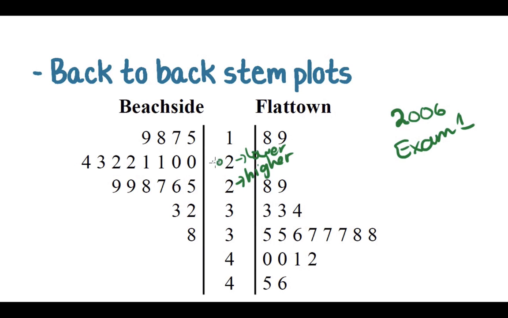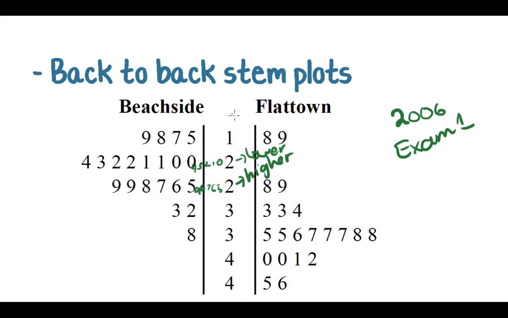So anything that's a 0, a 1, a 2, a 3 or a 4 would come next to this lower stem, and then anything that's a 5, 6, 7, 8 or 9 would come next to the higher stem. And if you're using split stems, you have to use it all the way down for all your stems. You can't just split up the 2s and then have 3, 4, 5, for example.